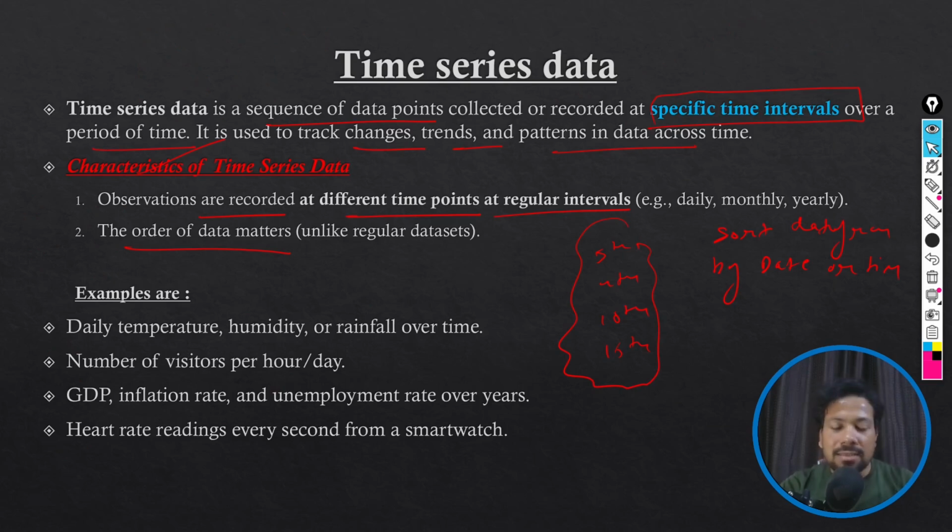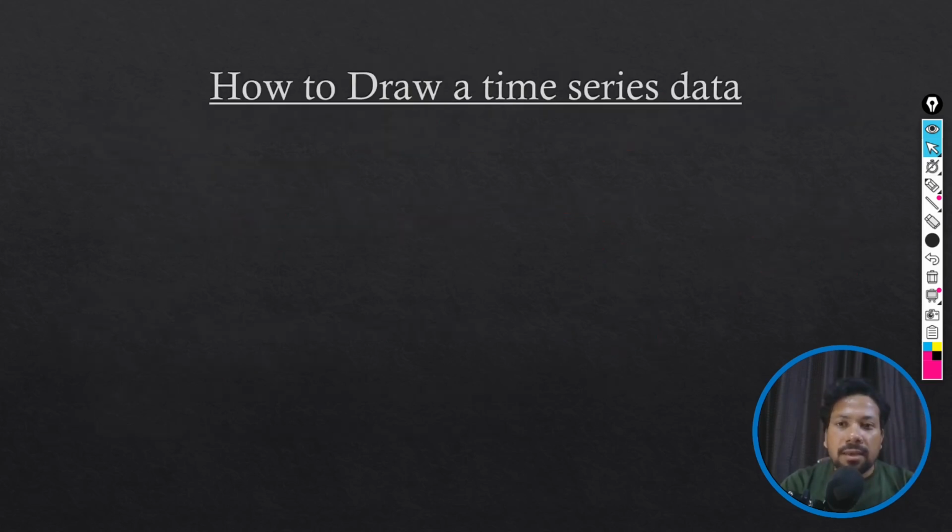Okay. And as I already gave you this particular example, you can have many examples. You can record daily temperature, humidity, rainfall over time. You can also record number of visitors per hour or per day. You can also record GDP per year or per month or per quarter. It totally depends upon you how you want to record the observations for your time series data. You just need to control that all the observations should have the same time gap, and all the time or date should be ordered in a particular sequence, just that.